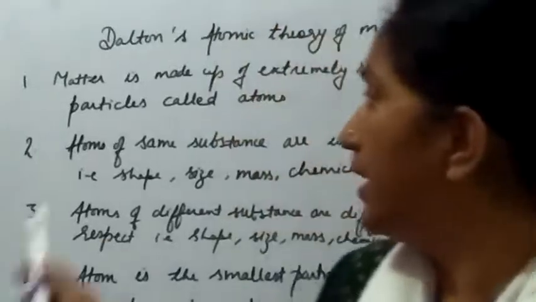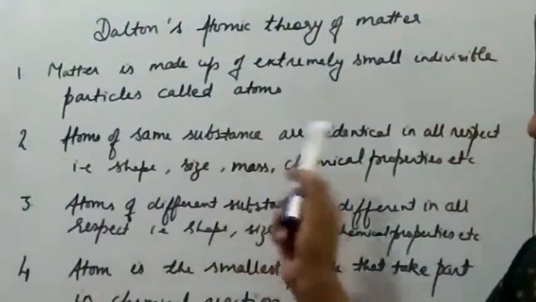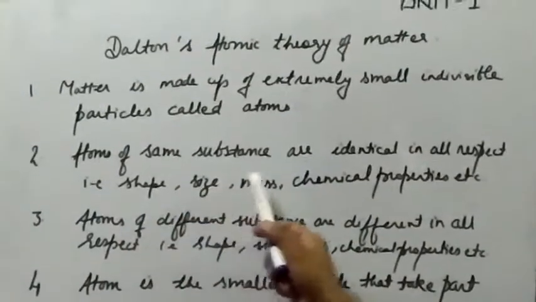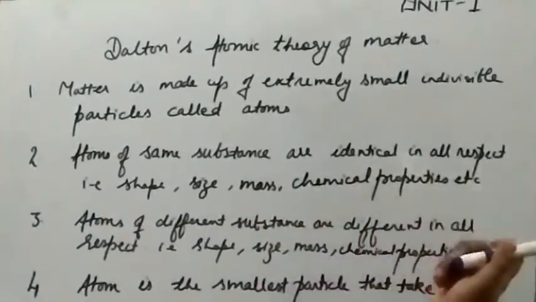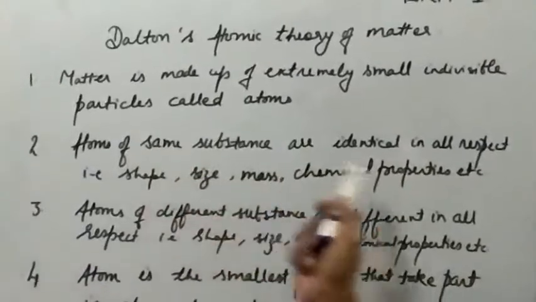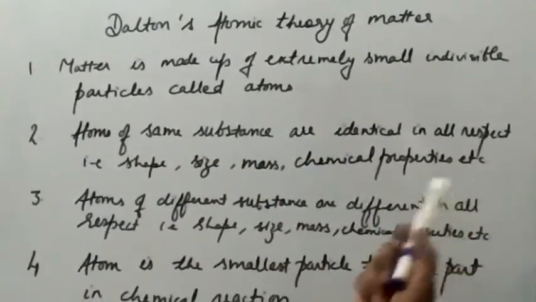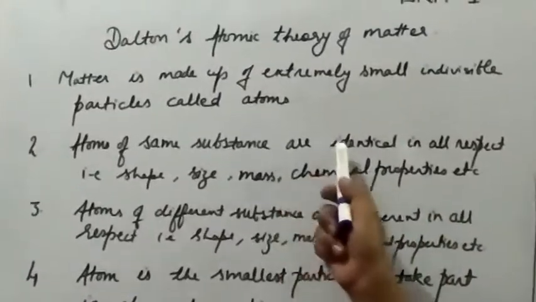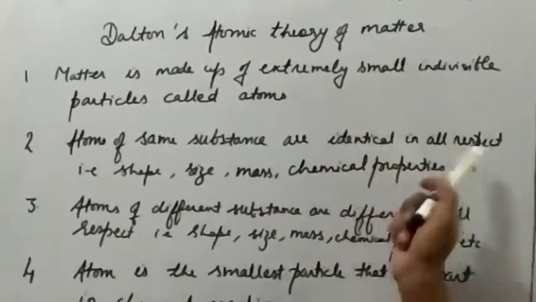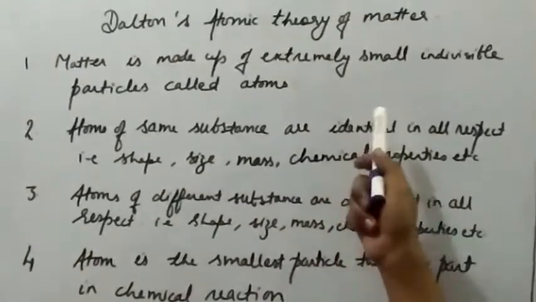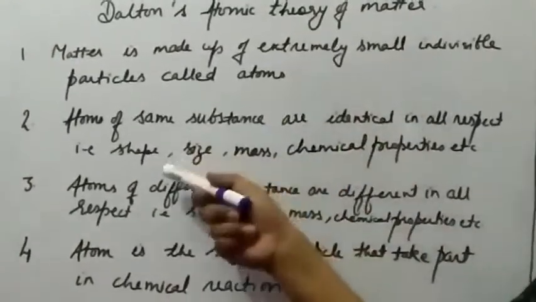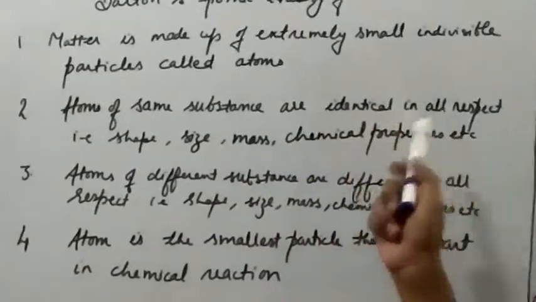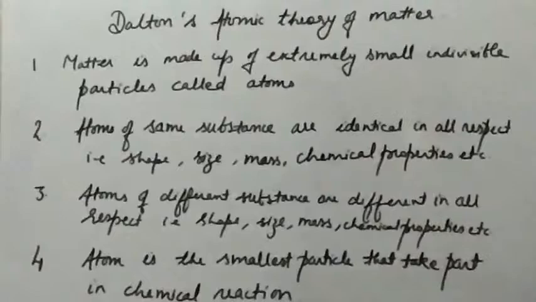Second, the atoms of the same substance are identical in all respects, that is shape, size, mass, chemical properties, etc. Atoms of the same substance means, if we take hydrogen, right, the atoms of it will all be identical. When we say identical, that means they will have the same shape, same size, same mass, and they will show the same chemical properties, right?